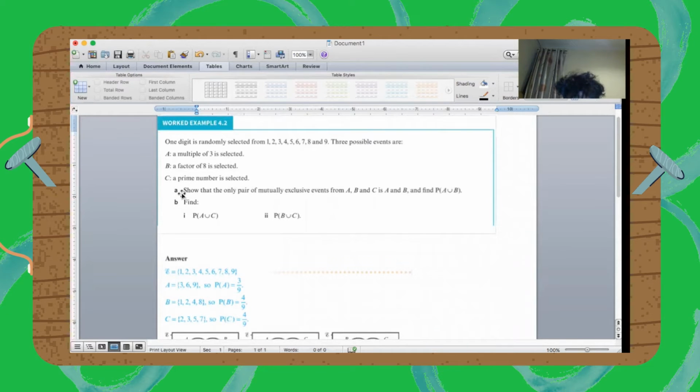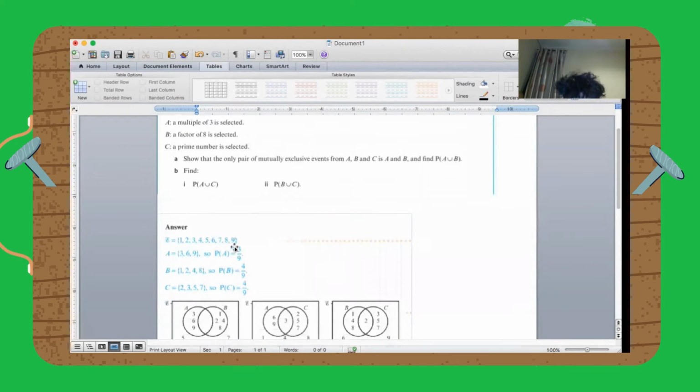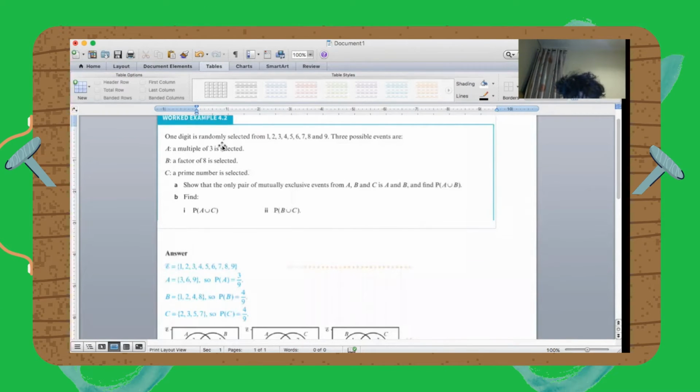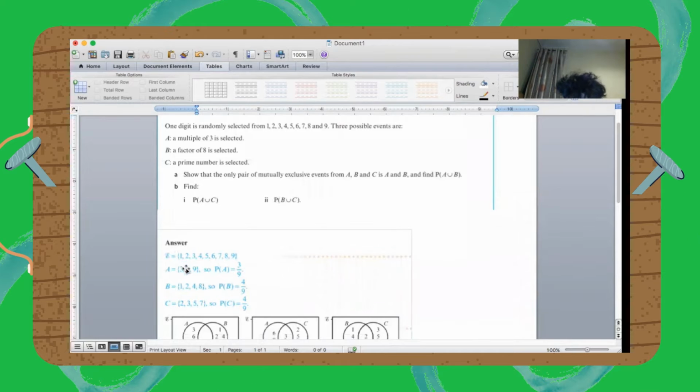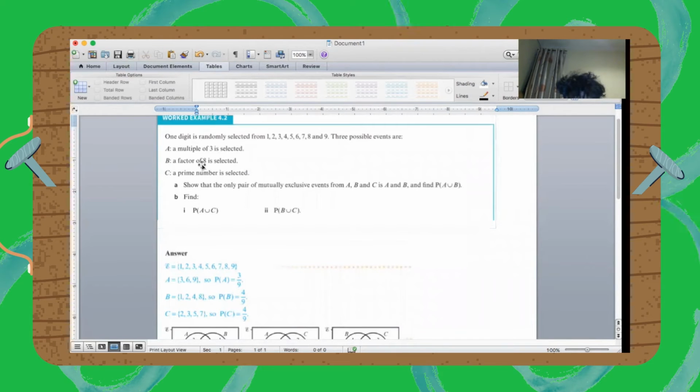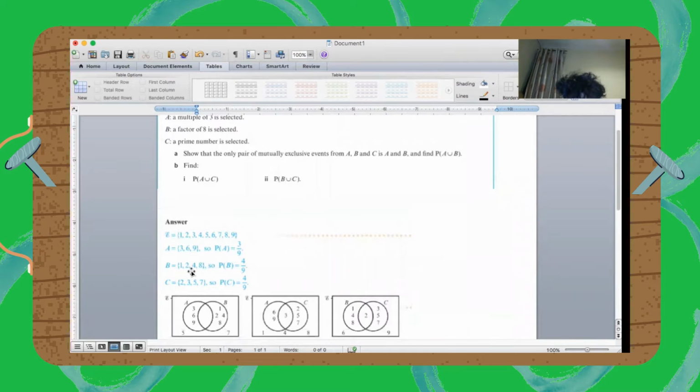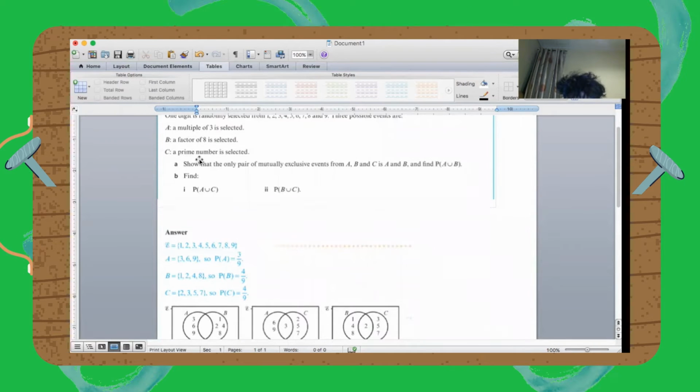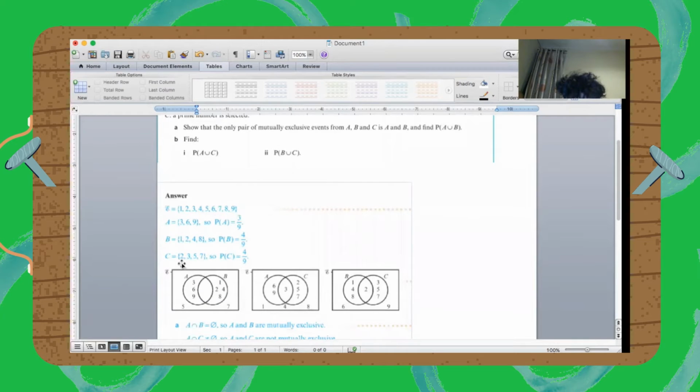Let's do part A first. Show that the only pair of mutually exclusive events from A, B, and C is A and B, and find the probability of A union B. Let's list them first. A, a multiple of 3, is 3, 6, and 9. B, a factor of 8, is 1, 2, 4, and 8. C, a prime number, is 2, 3, 5, and 7.